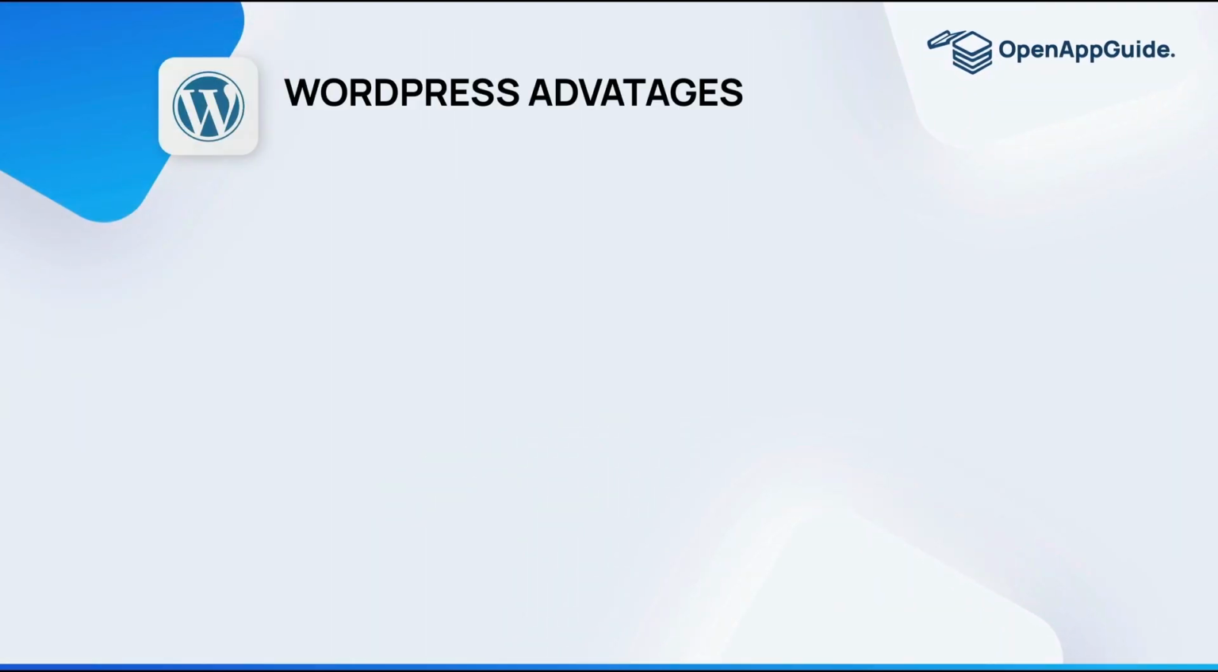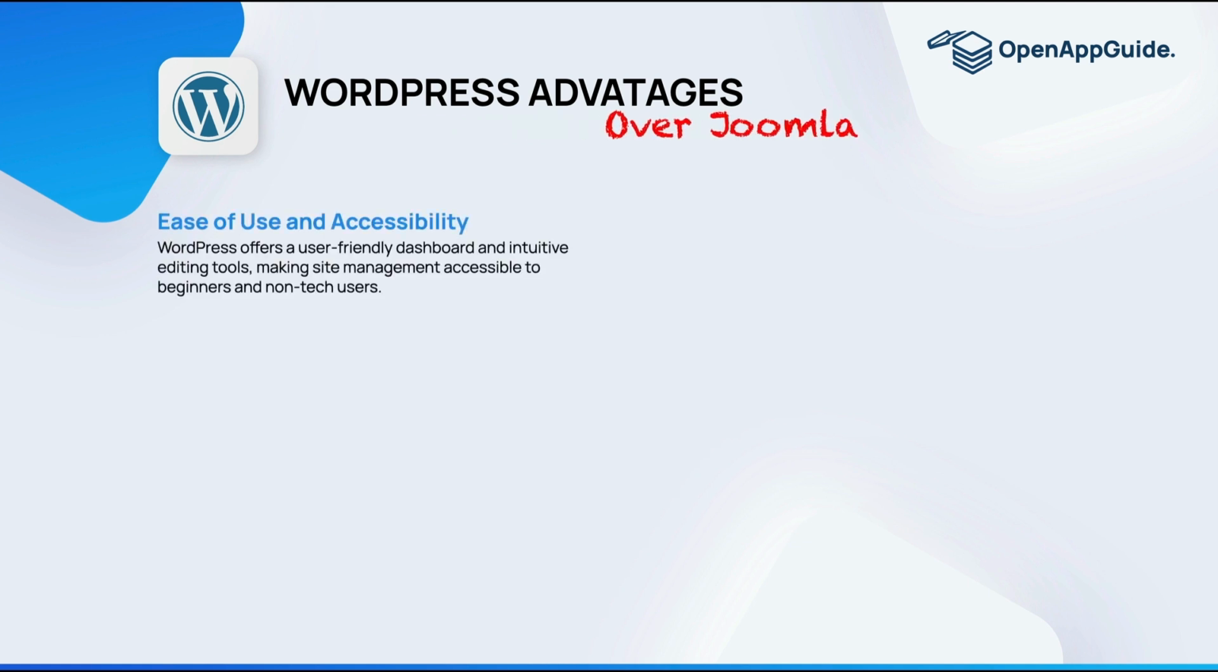Now let's talk about the advantages that WordPress has over Joomla. The first one is ease of use and accessibility. WordPress is a very lightweight app. The Gutenberg block editor is really easy to use. The more shallow structure makes it easy to understand and to learn.